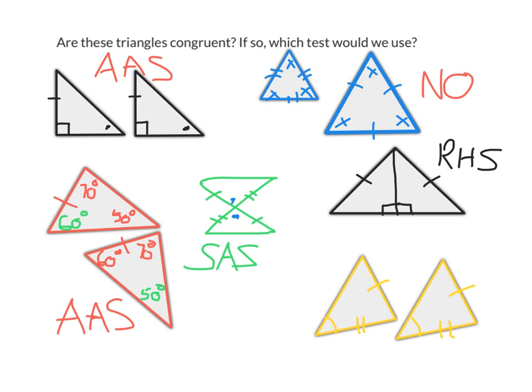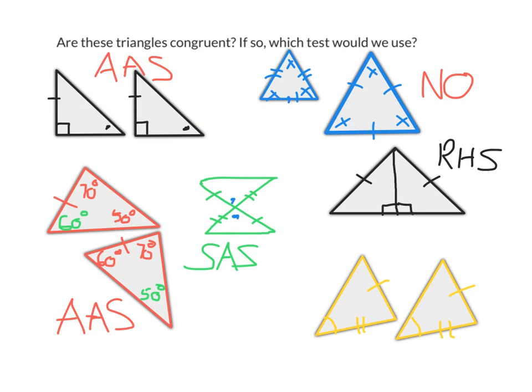So, let's look at these two. So we have two pairs of sides that are equal and a pair of angles. But notice this time the angle is not between the two sides. If I wanted to use the SAS test for these two triangles, I would need this angle and this angle. They would need to be equal. To use the SAS test, we need two pairs of equal sides, but we have to have the angle in between. Because it's not the angle in between, I can't use the SAS test.